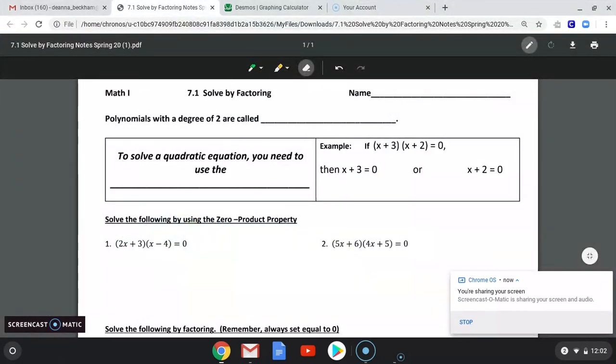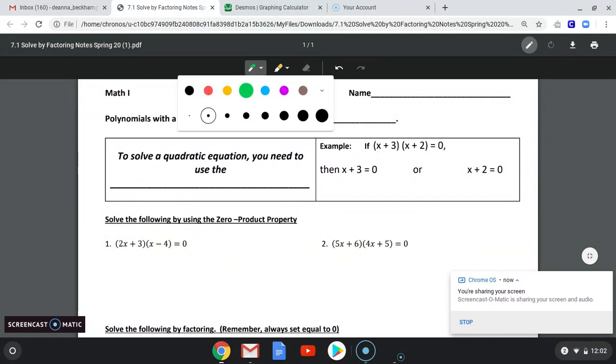Okay, today we're going to be doing factoring and solving. So we've already been factoring by grouping, so now we're going to add an extra step. Some of you are like, well, why do you want me to factor and solve? Well, these polynomials that we have been working with all have a degree of 2. So that means they all are what we call quadratics.